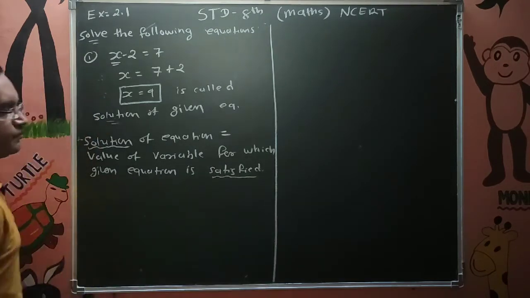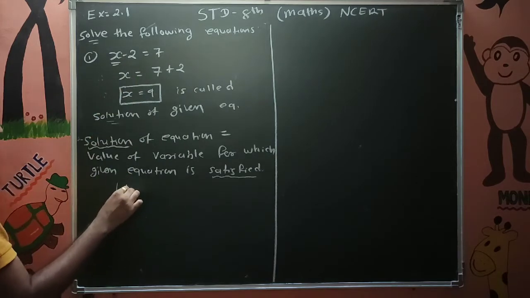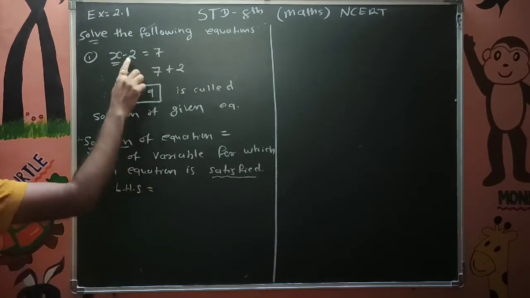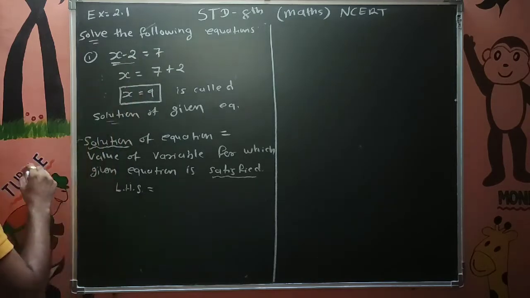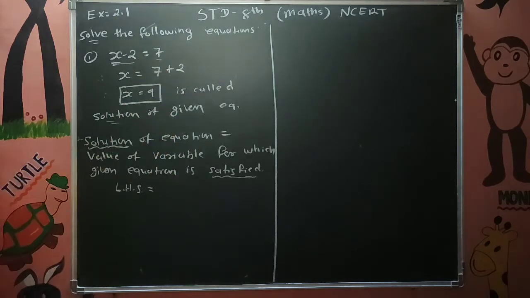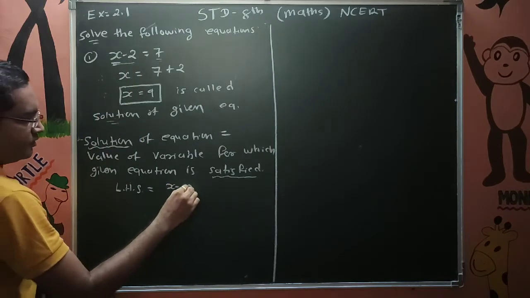Next question. For that, we have to consider the left hand side of this given equation. Done? This is one equation. This is the equal to sign. This is known as the left hand side of the equation, and this is known as the right hand side of the equation. For this equation, the left hand side is x minus 2.